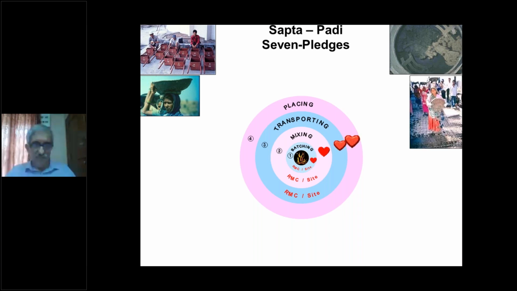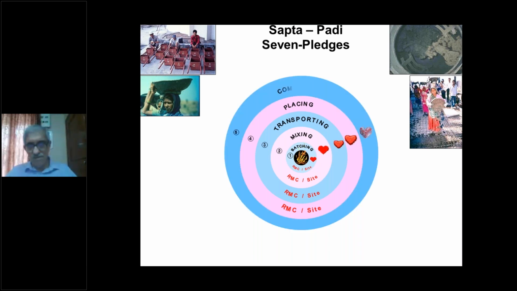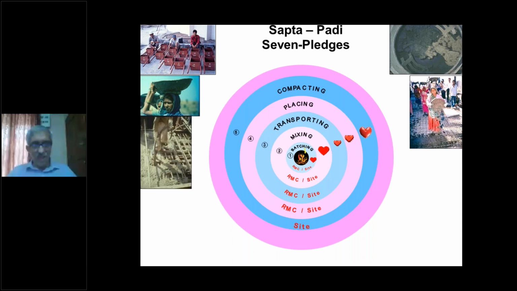The fifth step we take is compaction. Now, concrete, whether you like it or not, brings along with it air. And air creates voids in concrete. So one must compact the concrete properly using a needle vibrator and ensure that whatever you put in the formwork gets densified.